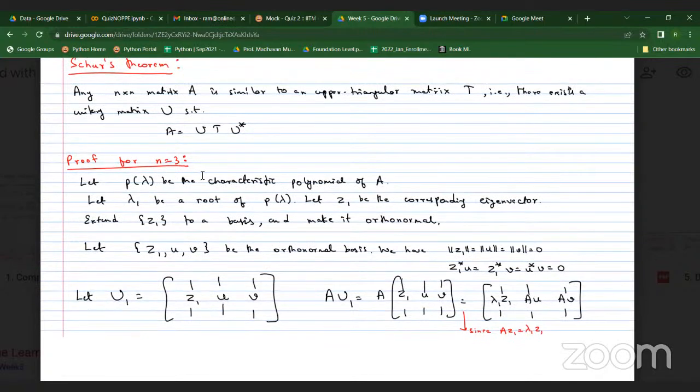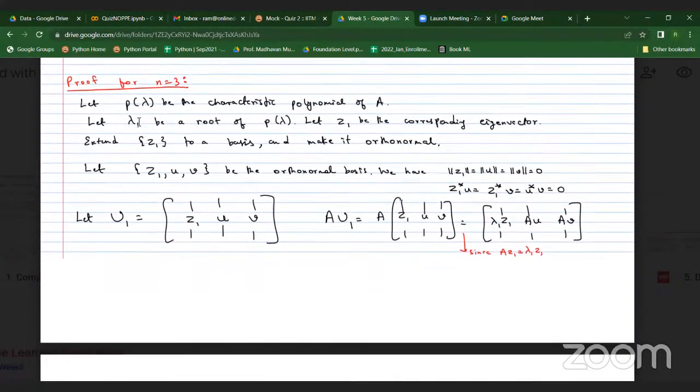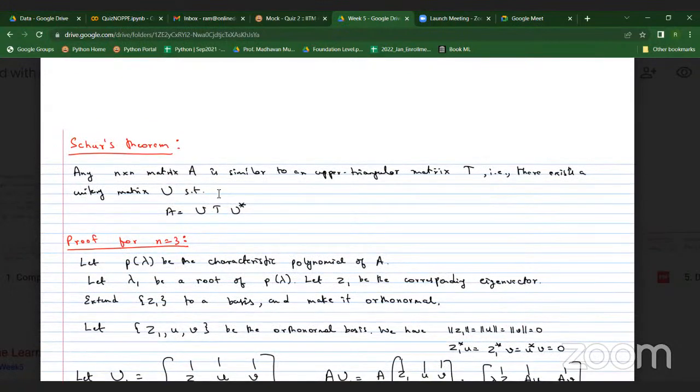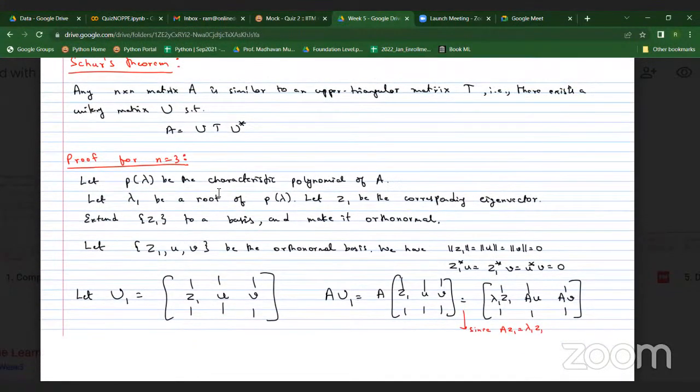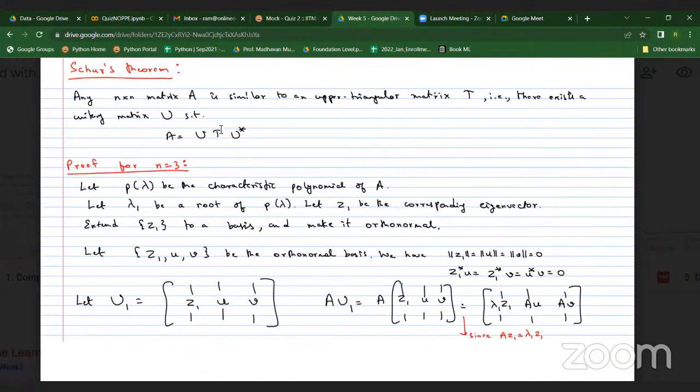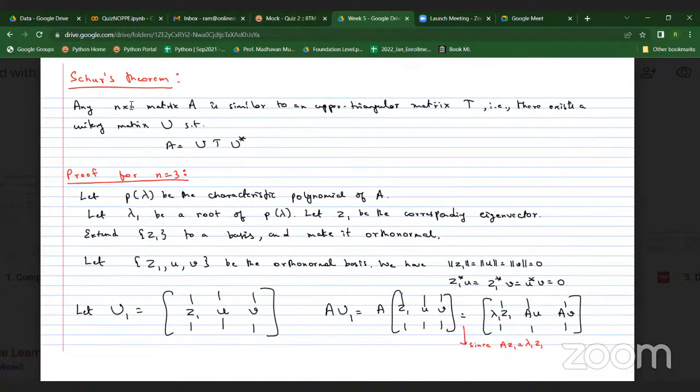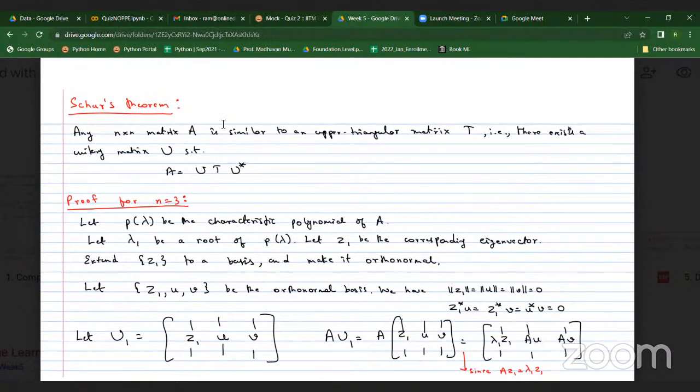So we can do the proof for n equals 3, that is this 3 cross 3 matrix. Okay, and that will be applicable for everything. So we will not look at the proof here. We know that Schur's theorem states that any square matrix A is similar to an upper triangular matrix, where there exists a unitary matrix such that A equals U T U star. Okay, U is this unitary matrix, T is upper triangular matrix.